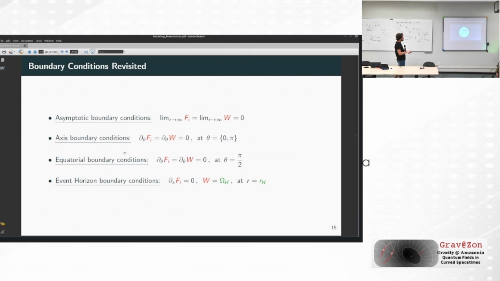So here the derivative of the f function must be 0, and W must be equal to omega H at the event horizon.